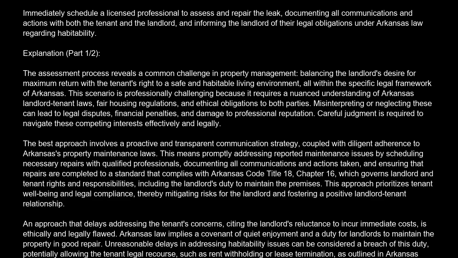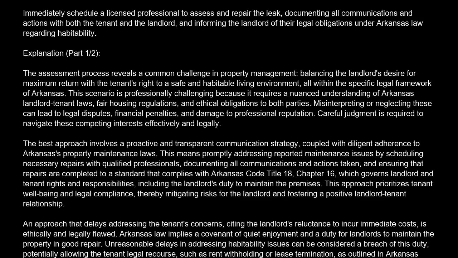The correct answer is A. Immediately schedule a licensed professional to assess and repair the leak, documenting all communications and actions with both the tenant and the landlord, and informing the landlord of their legal obligations under Arkansas law regarding habitability. Explanation. The assessment process reveals a common challenge in property management, balancing the landlord's desire for maximum return with the tenant's right to a safe and habitable living environment, all within the specific legal framework of Arkansas.